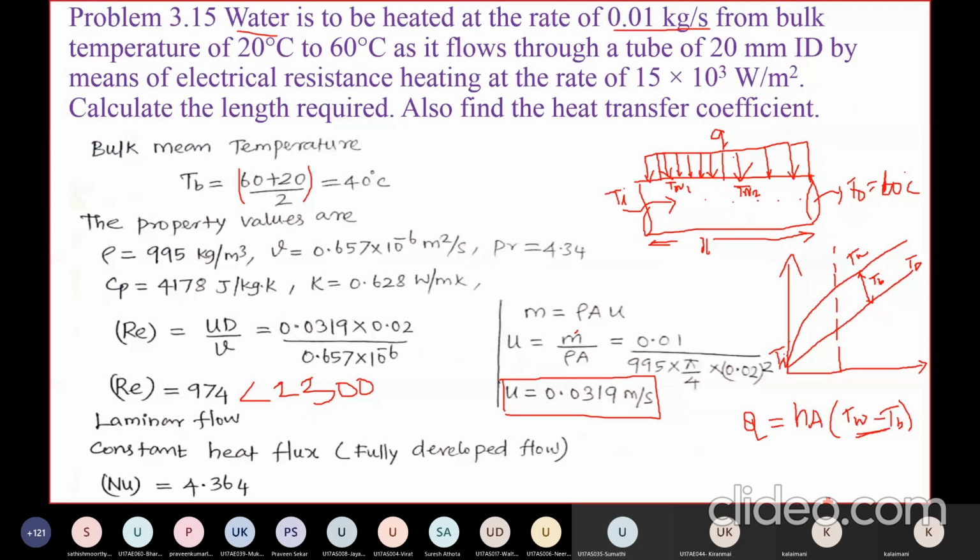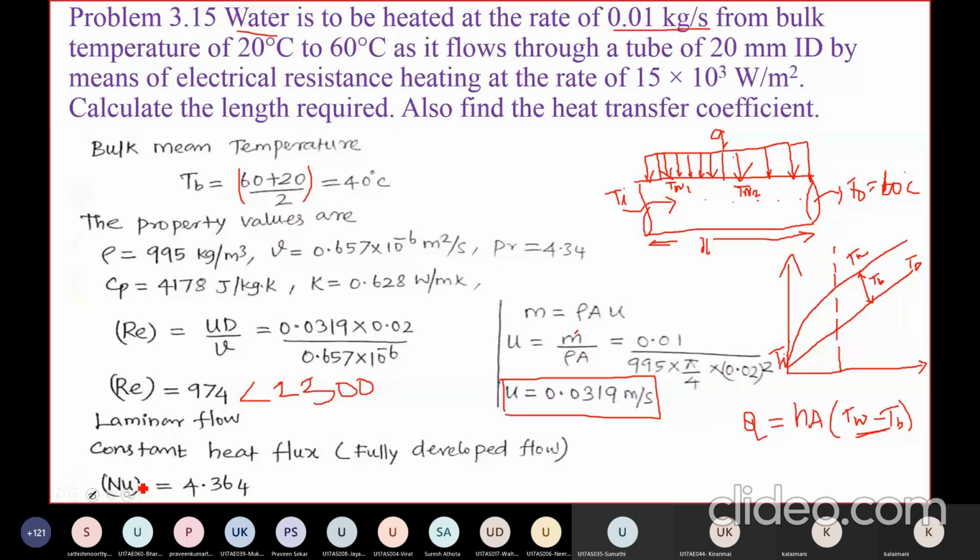But in this case, these two lines are parallel. Therefore, we have to take the temperature difference between your wall temperature and your bulk mean temperature while calculating the heat flow equation. Then we are assuming the flow is laminar, it is subject to a constant heat flux, and also we are assuming fully developed flow.